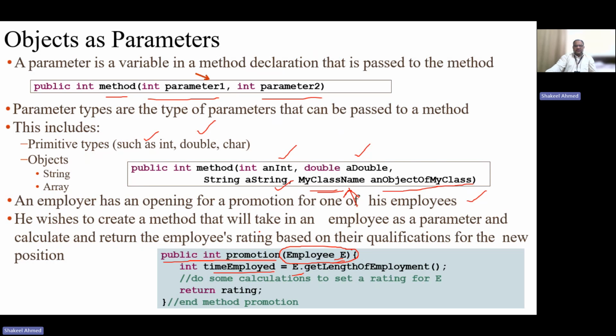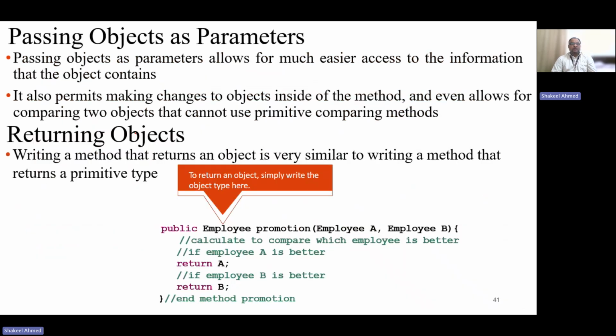He wishes to create a method that will take an employee as a parameter and return the employee's rating based on their qualification for the new position. So here, based on the time he's in the office, he will get the promotion. You take the employee as an object, as a reference of a class, and then you can get those things done. So, passing objects as parameters.